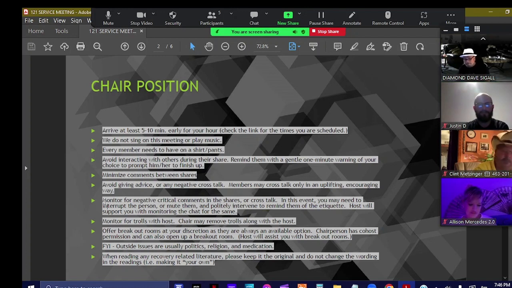Actually, if you want to take a look at your screen, why don't you go into this? Because you basically just went into this right here. But in the event, you may need to interrupt the person or mute them and politely intervene, reminding them of the etiquette. Host will support you with monitoring the chat for the same.